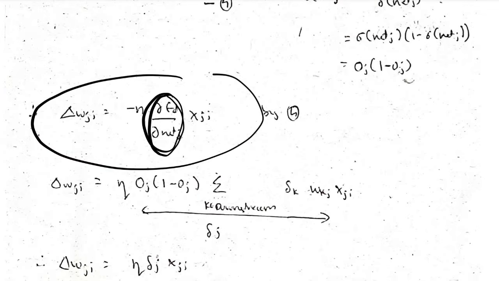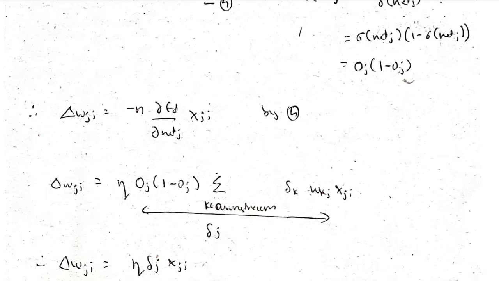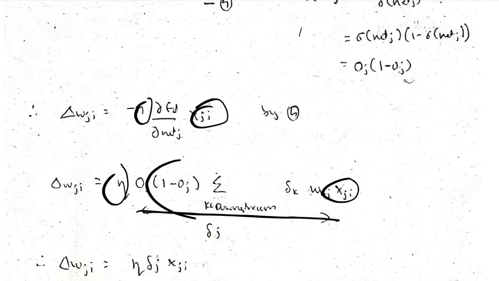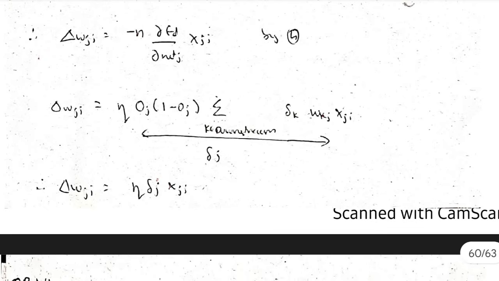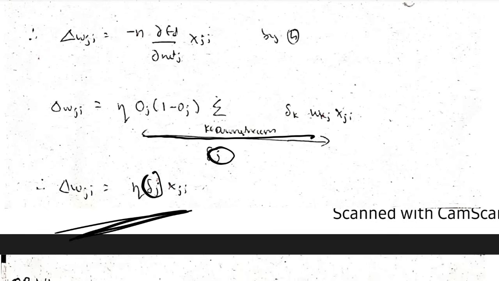For this only I'm finding out, right? This only I found out earlier. So I can substitute 4 in this place. If I substitute 4 in this place, I get this answer. x_j is here, x_j is here, n is here, n is here. Minus came from this formula only. So after that, I'll be taking this whole thing as delta j, and I'll be writing it here. This is all I have to do in the backpropagation algorithm.